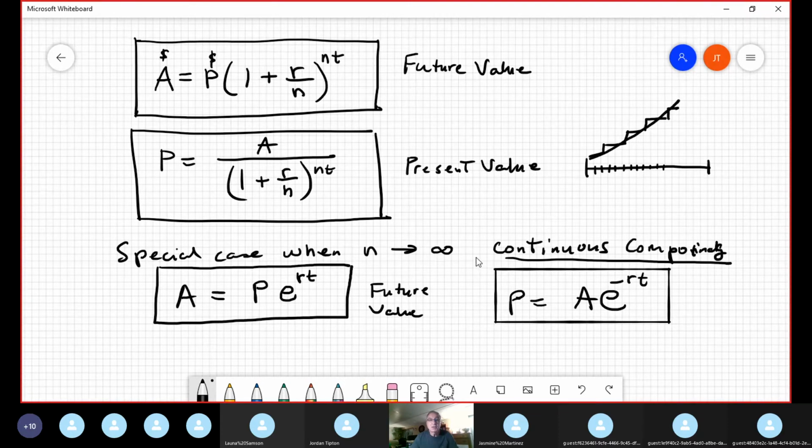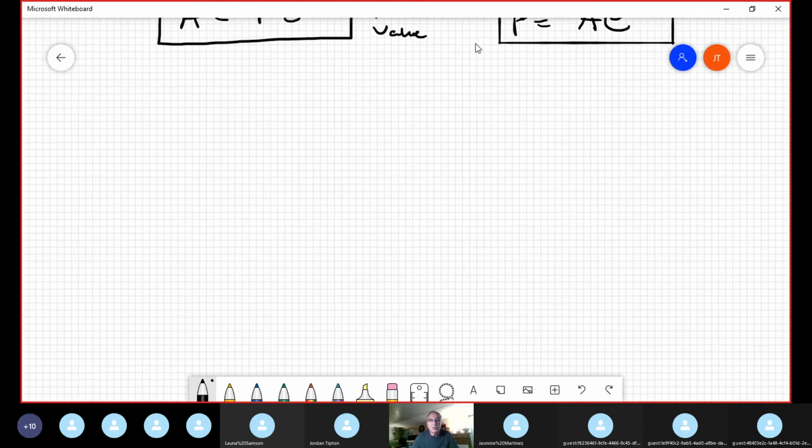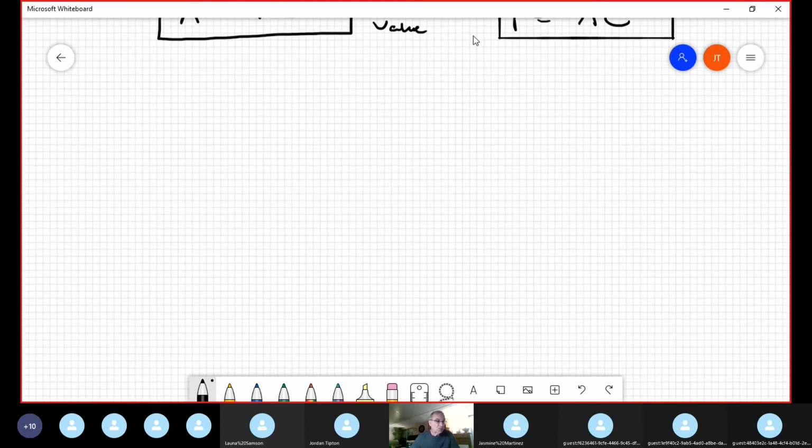Let's move on to that. Suppose, example one of a finance problem. Suppose you have in your hand $10,000, and you make a decision to invest it in one bank account.